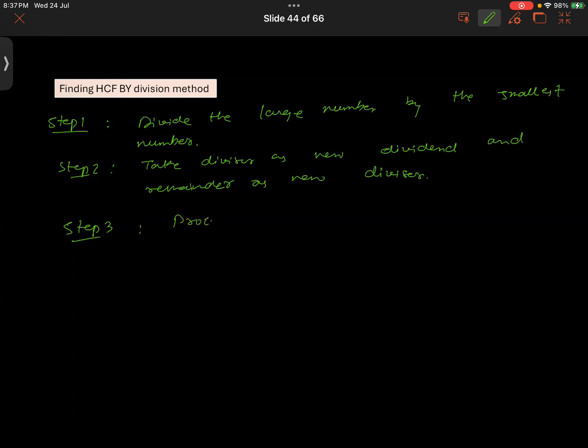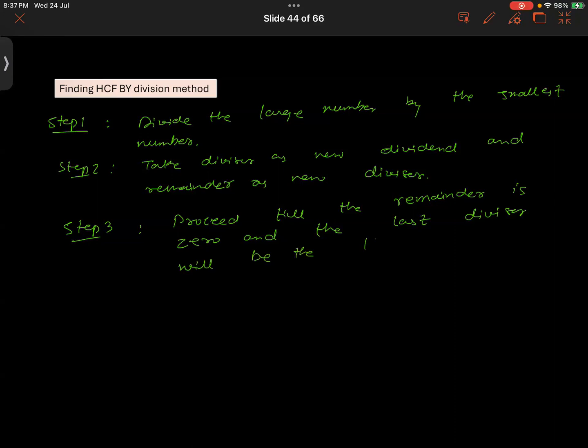Furthermore, in step number three, write down: proceed till the remainder is zero, and the last divisor will be the HCF, the highest common factor.